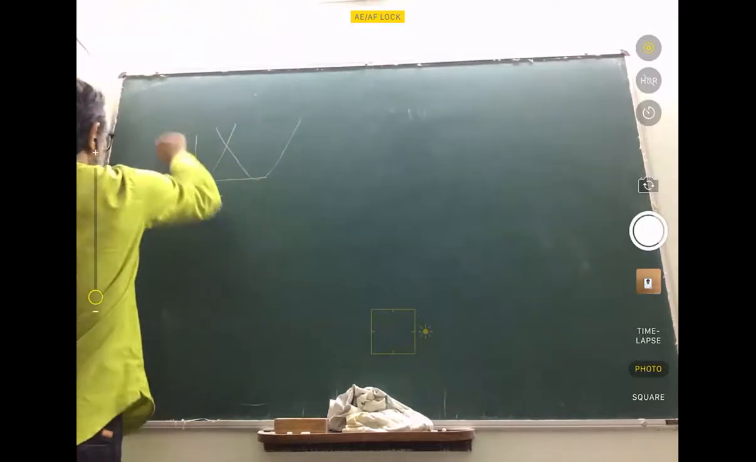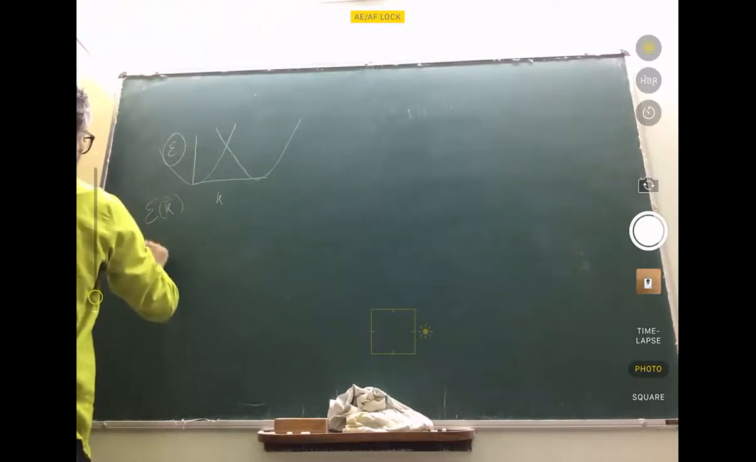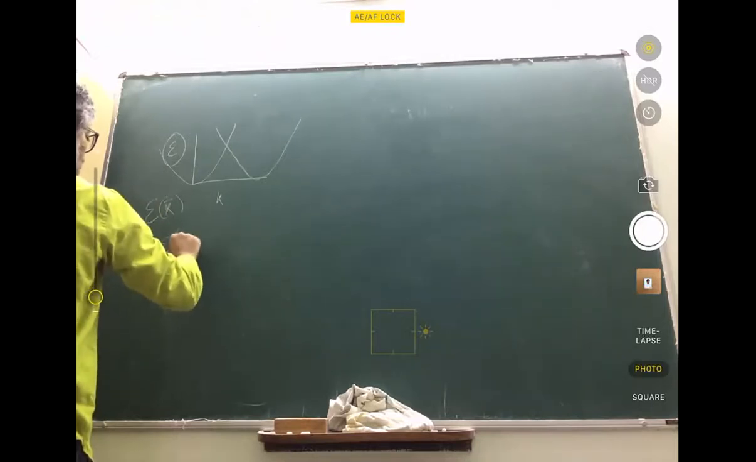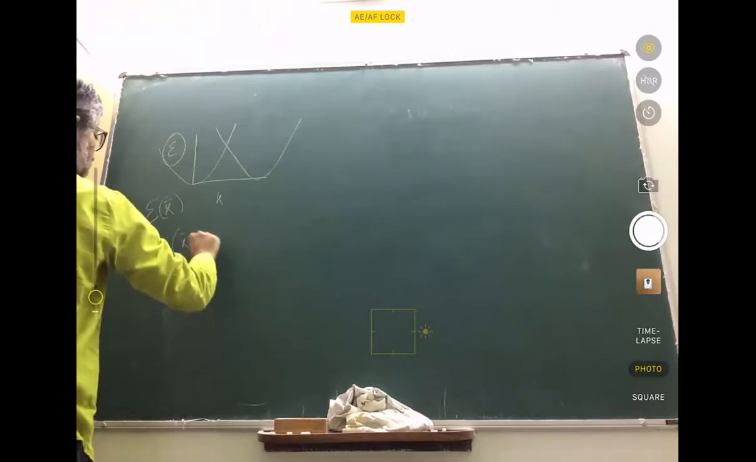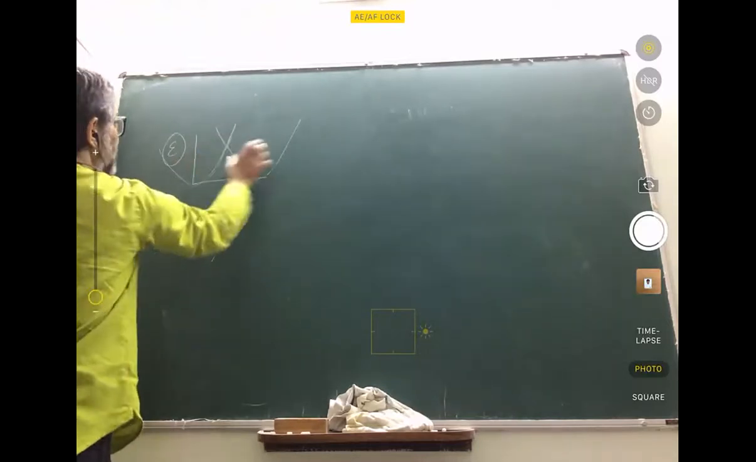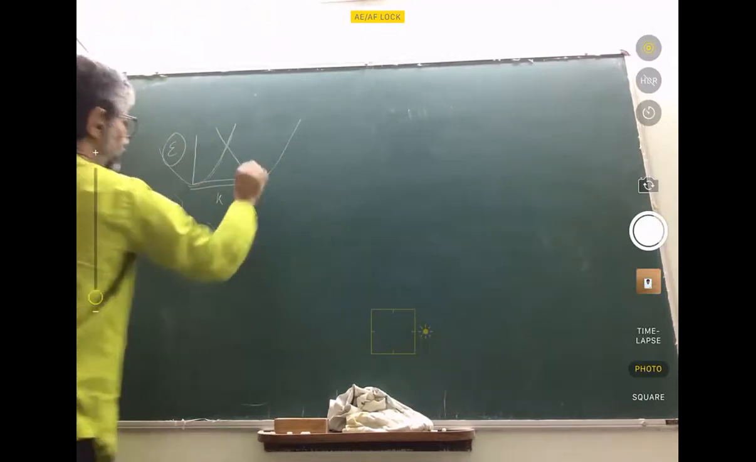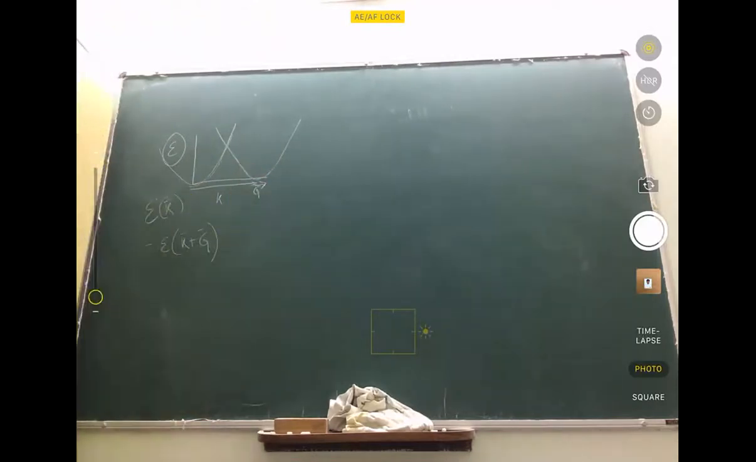So this is epsilon as a function of k, which is a periodic function when I translate it by G. Therefore, I can translate this parabola by an amount G. That's what I used.